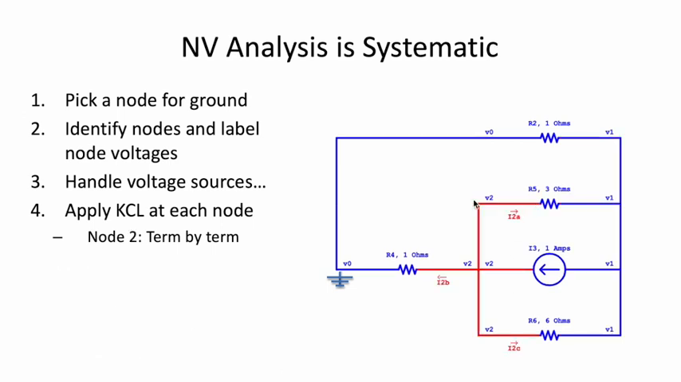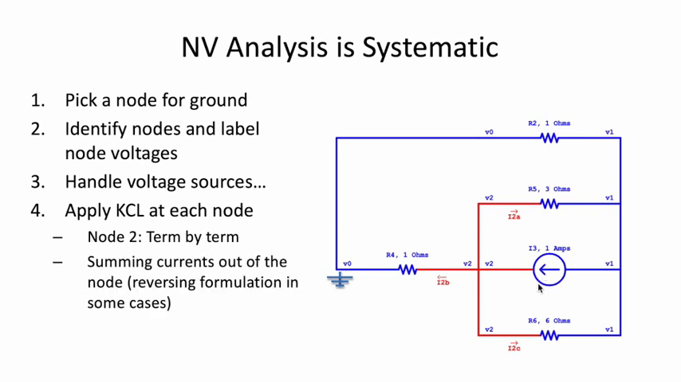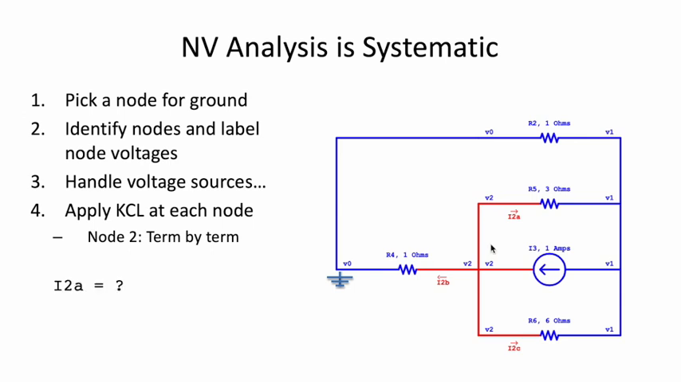Moving on to node 2. You see it highlighted here in red. Okay, we'll work term by term. In this case now, we'll be summing currents again out of this node, and that's going to reverse the formulation that we saw previously. That's okay. I just want to be consistent, like Mr. Monk, always summing currents out of the node. I2A going off to the right. What would that be? Here we're going to have V2 minus V1 over 3.